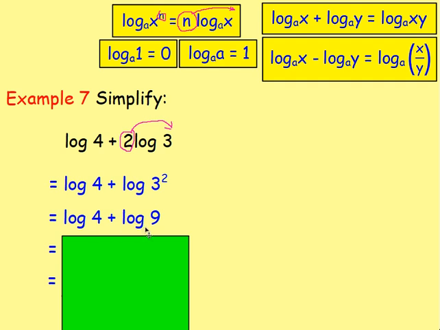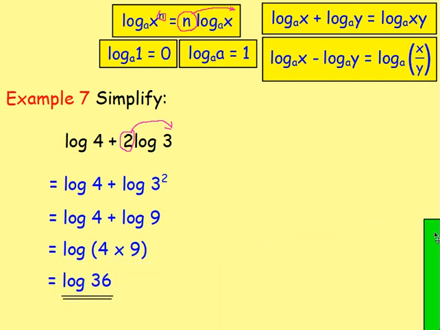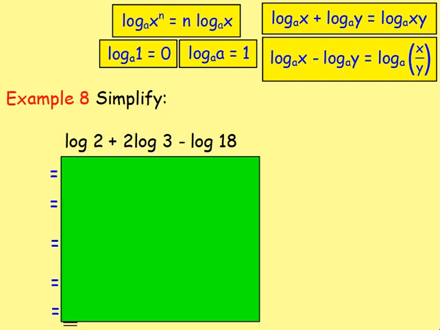But either way, the base is the same, so what would you do with the 4 and the 9? Good, you go back up to this rule here, so multiply the 4 by the 9, so you'd have log 36. And that will be your answer. Example 8, simplify log 2 plus 2 log 3, take away log 18.